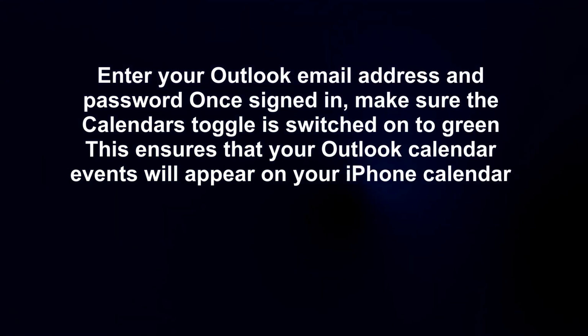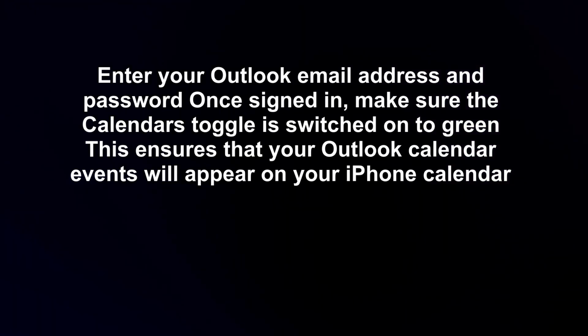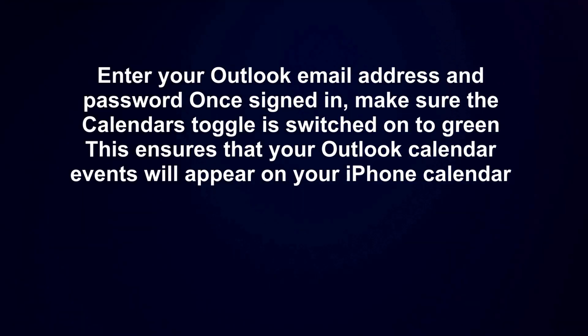Once signed in, make sure the calendar's toggle is switched on to green. This ensures that your Outlook calendar events will appear on your iPhone calendar.